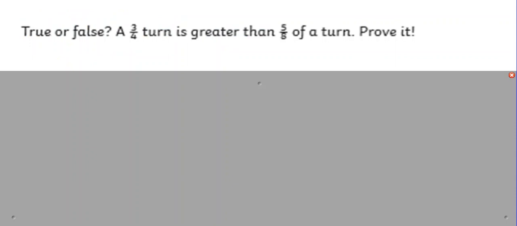True or false? A 3/4 turn is greater than 5/8 of a turn. Prove it. So remember, 1/8 is 45 degrees, okay, because it's half of a quarter turn. And 1/4 is 90 degrees, isn't it?